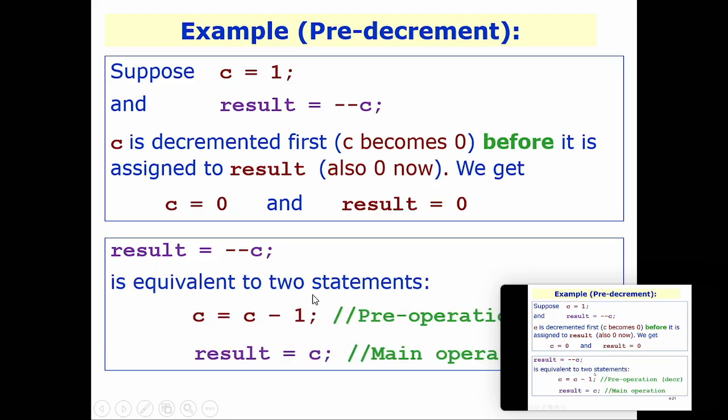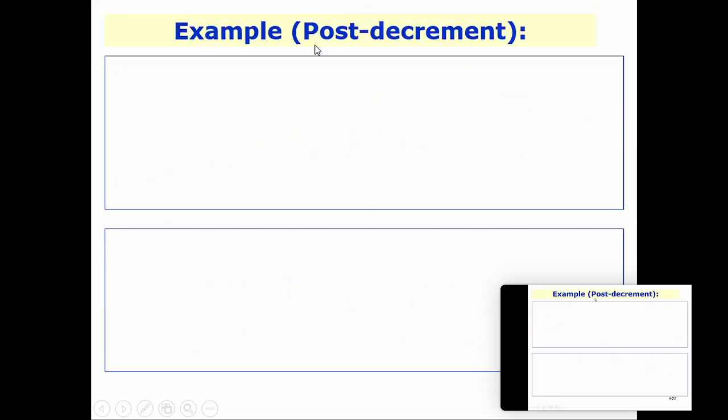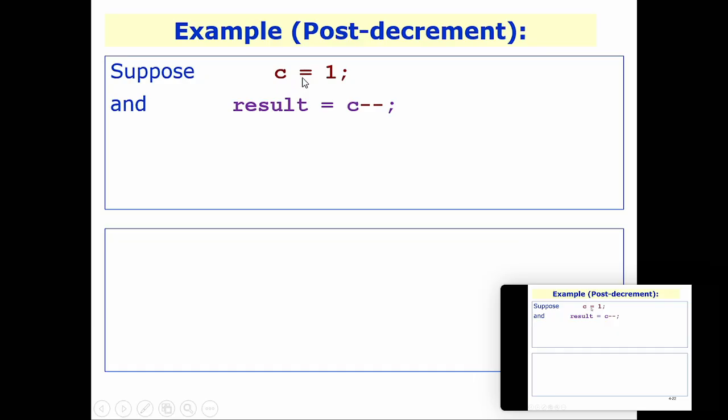So it is equivalent to these two statements. C equals c minus 1, so c becomes 0, and then result equals c. Okay, so if I explain this post-decrement, you can distinguish the difference of them. Now we have a c. The value is 1, same with the previous one, right? Okay, then you have result equals c minus minus.